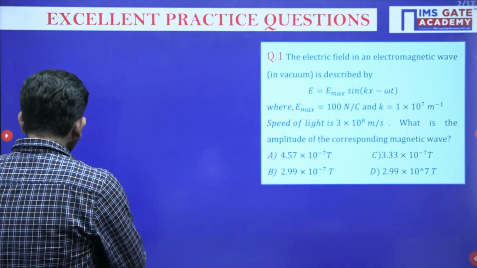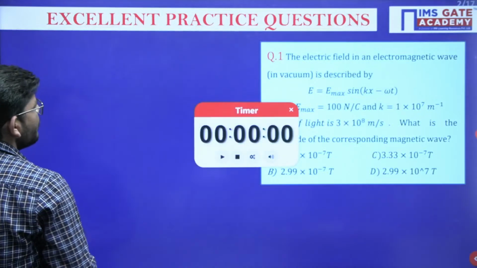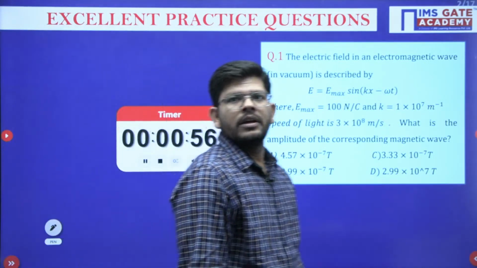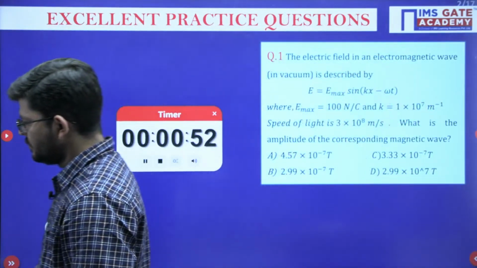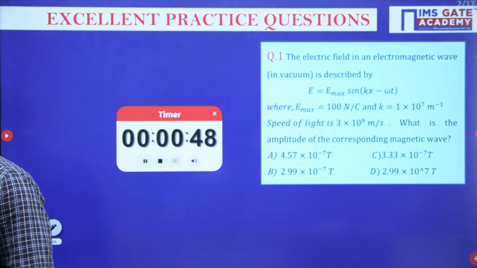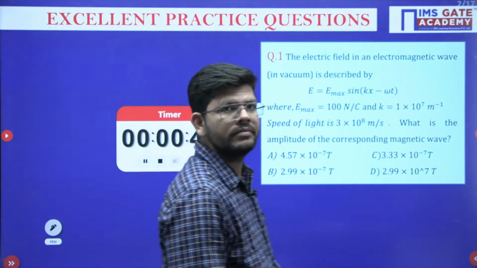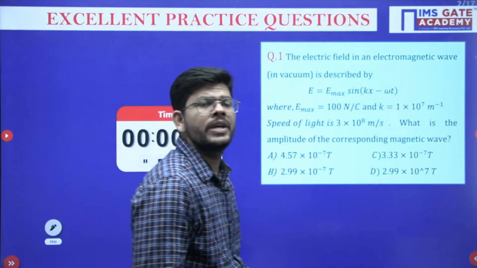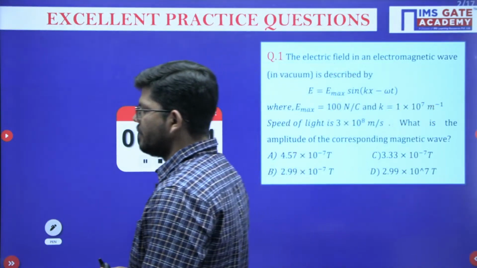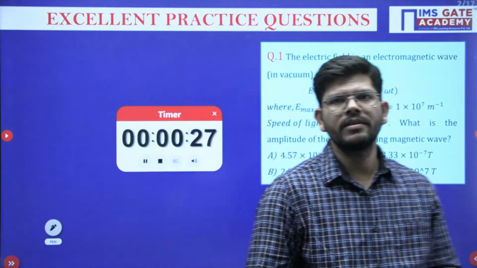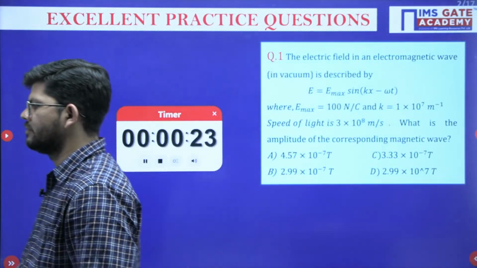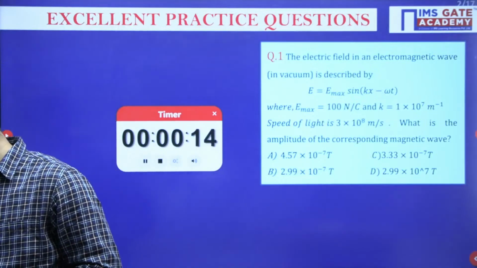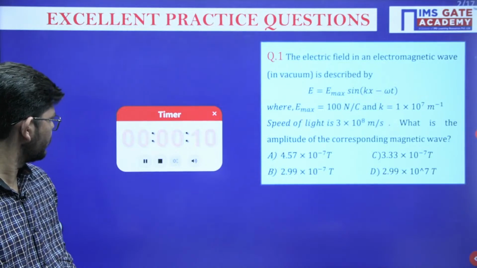So I am giving you 1 minute for this question. I think 1 minute will be sufficient. Let me see whether you can solve this question or not. E max is given, and the wave is traveling in free space, isn't it? In vacuum. So first of all we have to find H, and then we have to determine the value of B. Last 10 seconds.